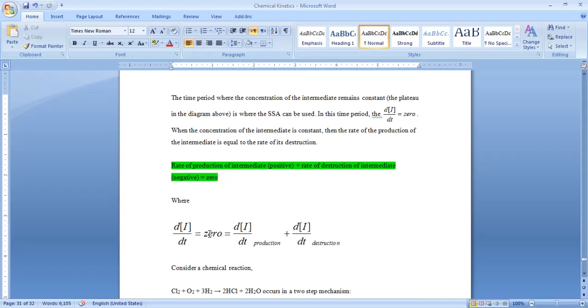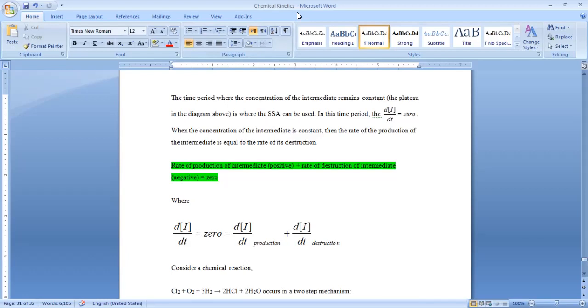When it becomes zero, it means that the rate of the formation of the intermediate is equal to the rate of destruction. This is what the SSA tells us. Okay, so now from now onwards, just consider a very simple chemical reaction, because chemical reactions are basically complex. This is only a very simple model.